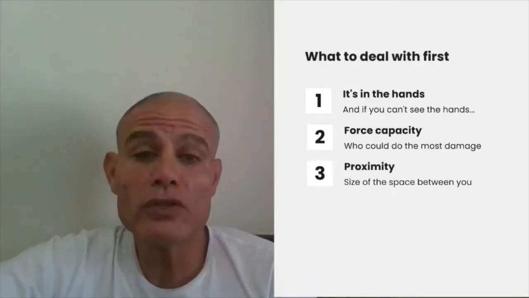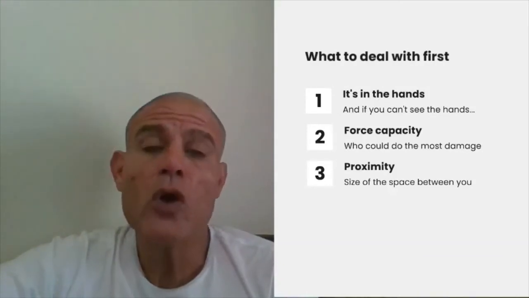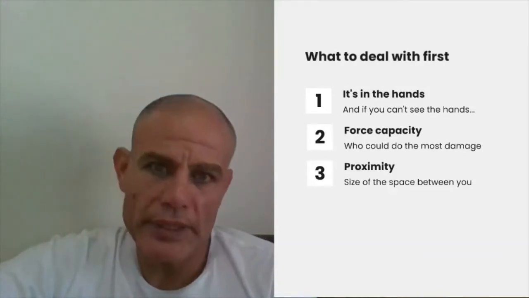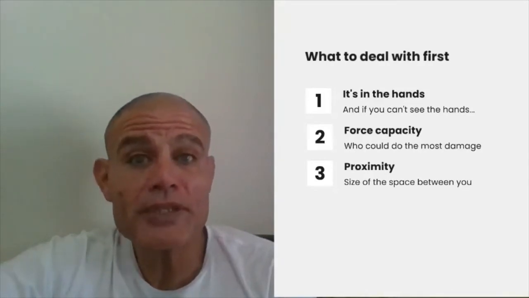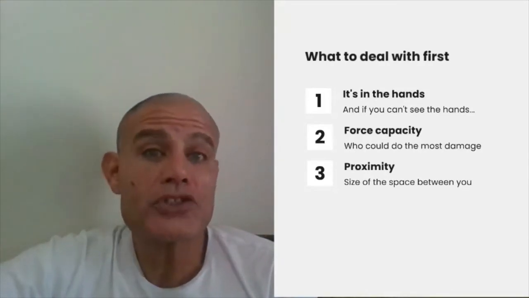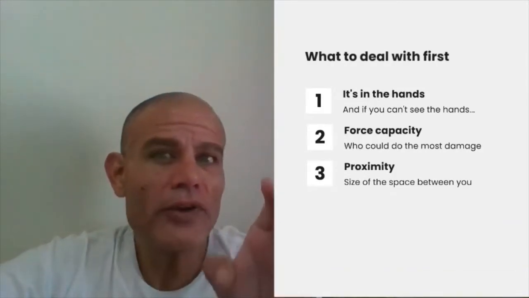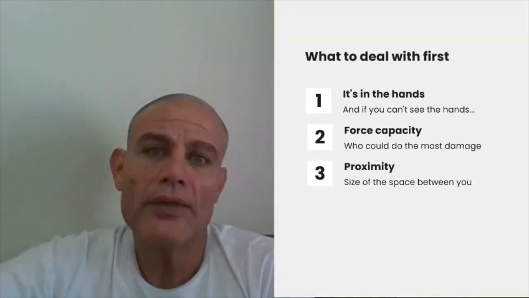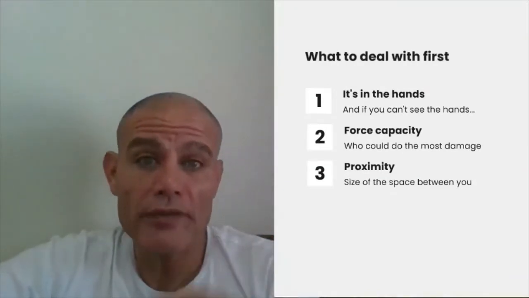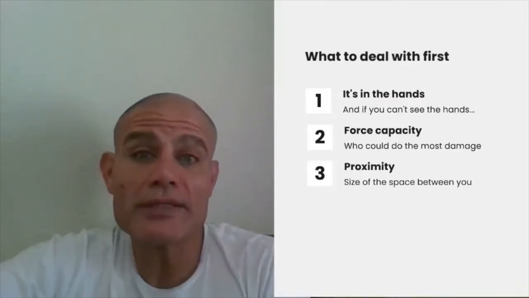First of all, what is in their hands? In other words, what are their force capabilities? Is the person carrying a blunt instrument? Is it a knife? Is it a shotgun? Is it an assault rifle? Is it a handgun? That will very much determine what category threat they're in and what priority you should give them. So, what is it that they are using to maximize their force?